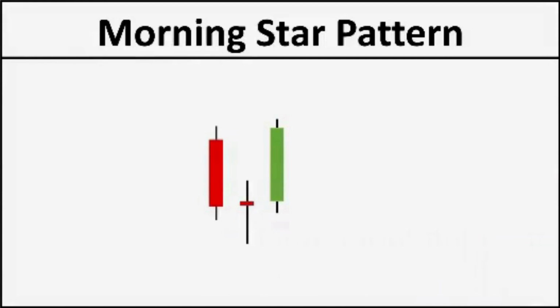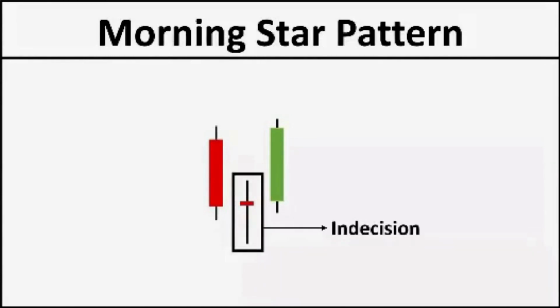Now if you observe carefully, the red candle shows the bearish dominance over the market. Then comes this doji, which shows certain indecision in the market. Indecision means neither the bulls are taking control over the market nor the bears. You can say there is a war going on between bulls and bears, and whoever wins will get to control the market. After the doji, you can see a green bullish candle, which shows the bears have lost control and bulls have taken dominance. That's what you call the morning star pattern.